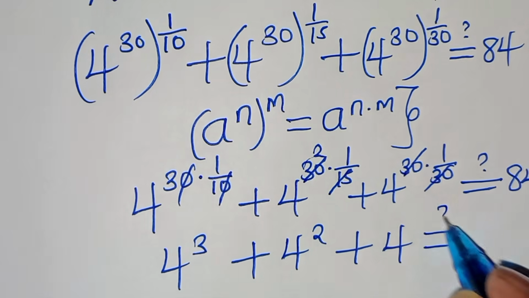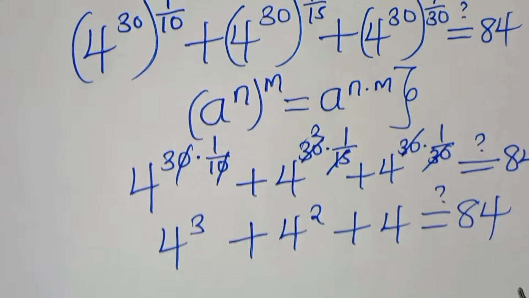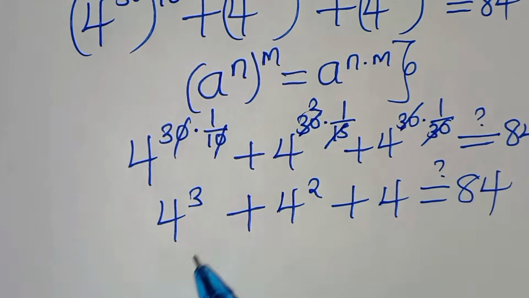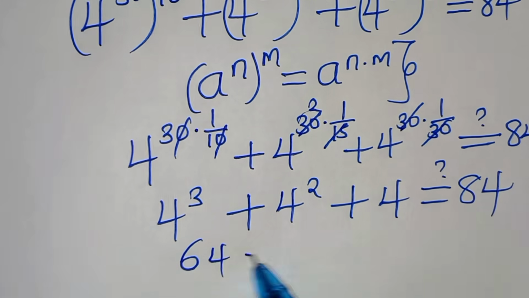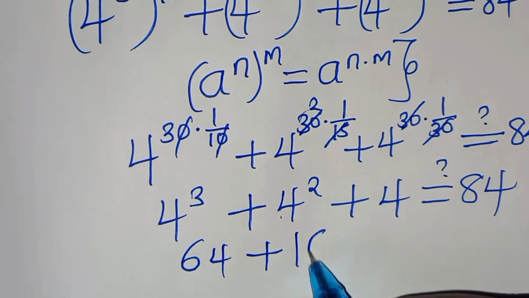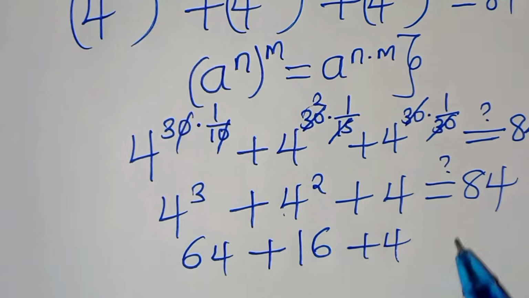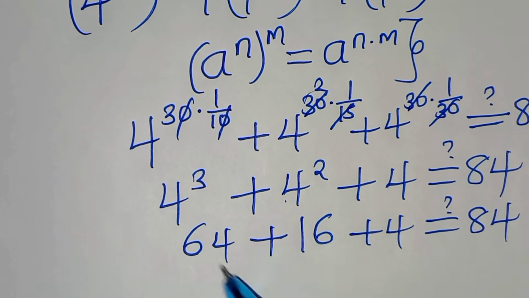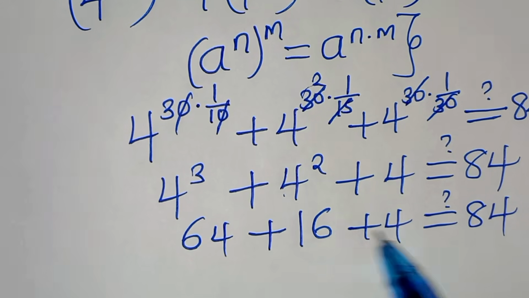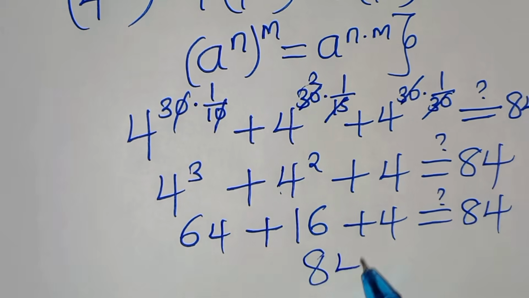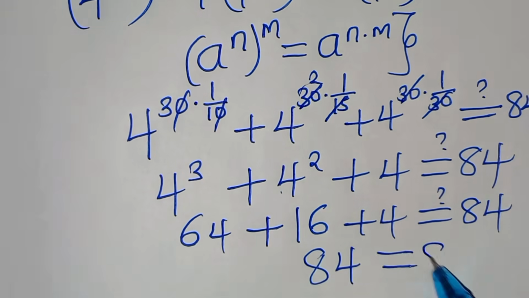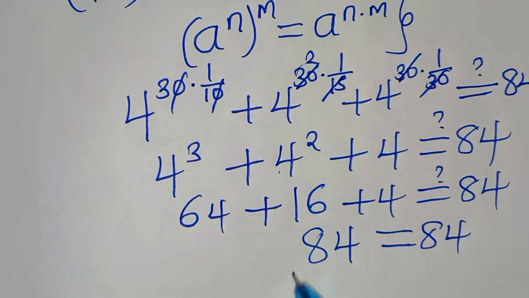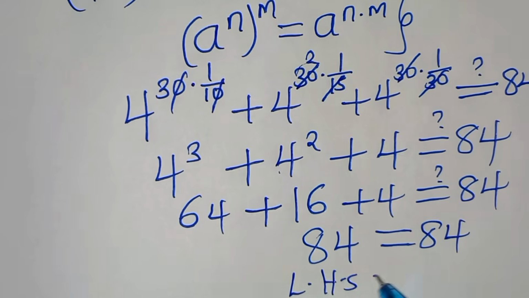This is supposed to give us a value of 84. 4 to the power of 3, this is 64, plus 4 to the power of 2, this is 16, plus 4. This is supposed to give us a value of 84. 64 plus 16, this is 80, plus 4, this is 84, and this is equal to 84. So the left hand side is equal to the right hand side.